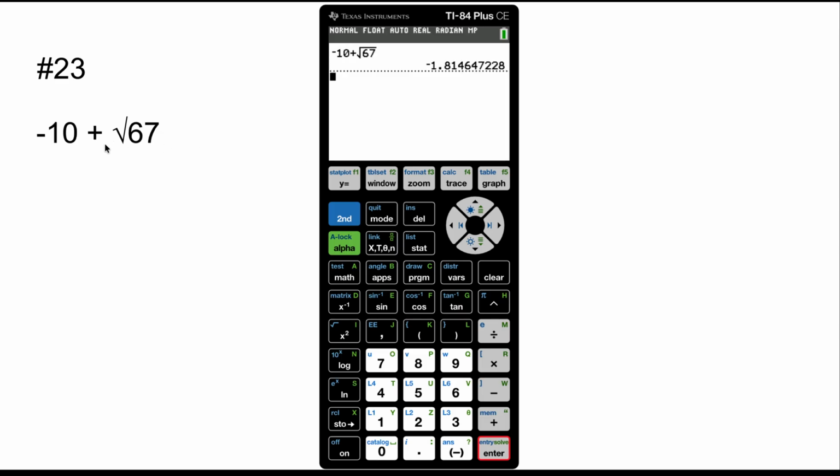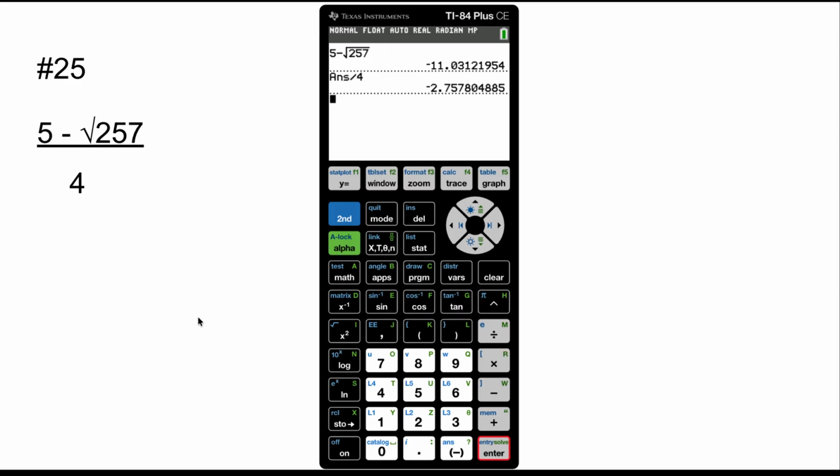Number 23, -10 plus the square root of 67. So you can put this exactly the way it is into your calculator. Don't forget your negative sign. It's down here next to enter. -10 plus square root of 67, enter.